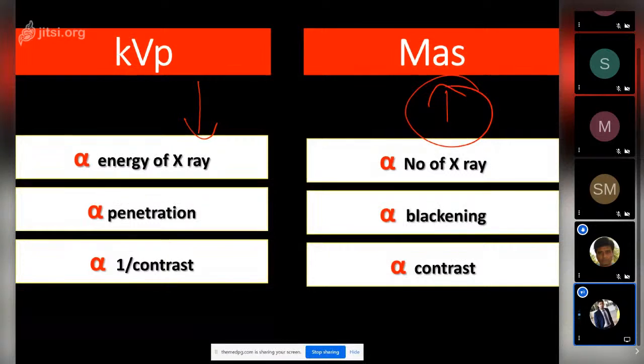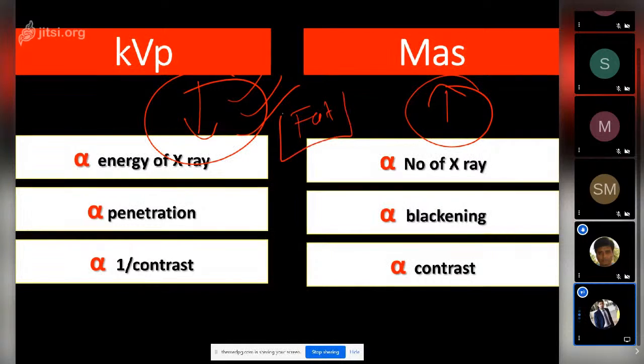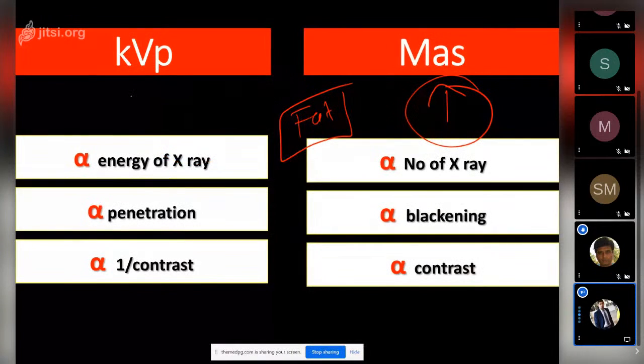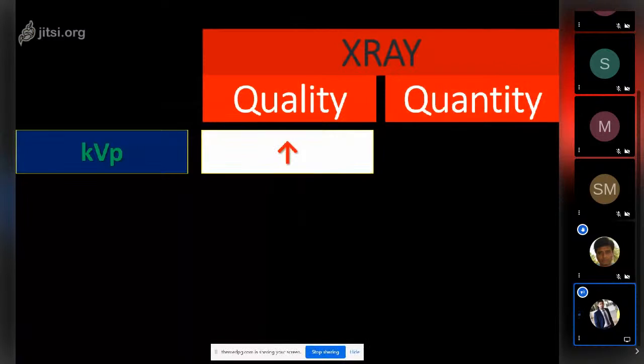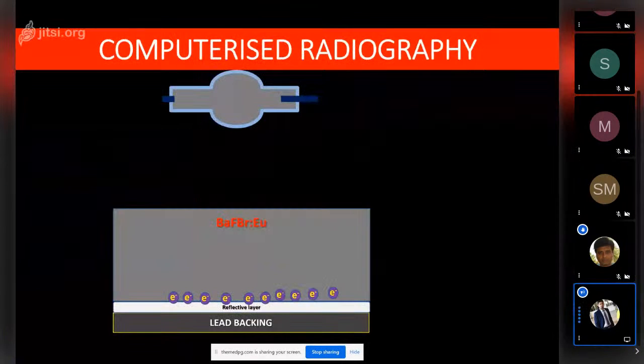But if I want to change one factor, I will always change the KVP. But once there was a question which said that in a fat patient I want to improve the contrast, what will I do? We discussed this last class. I cannot reduce the KVP, because if I reduce the KVP, penetration decreases. So I have to increase the MAS. This is how we can modulate the KVP and MAS.